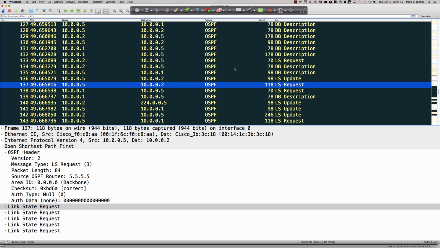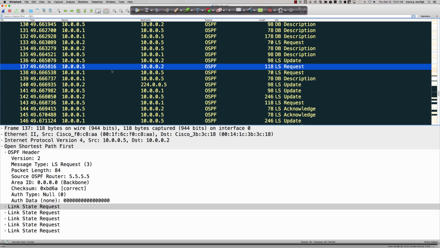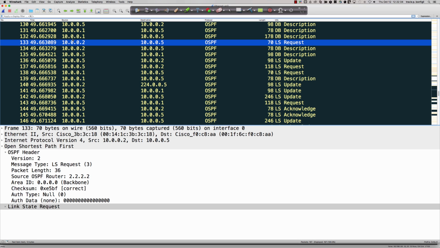So now the conversation between 2 and everybody else is basically going to run through the DR, right? Or I should say between 5. 5 is the new guy. So the conversation between 5 and everybody else in terms of link state requests, right?